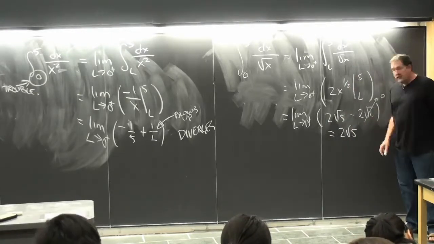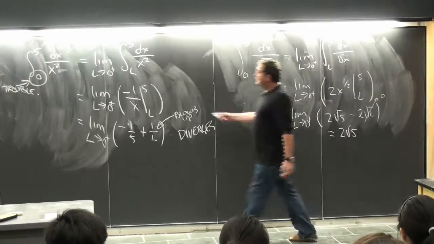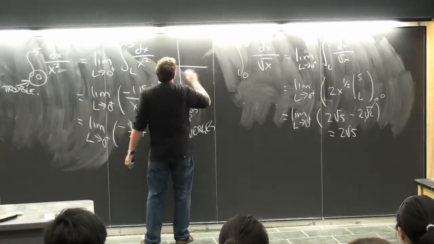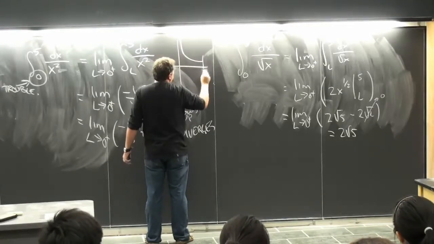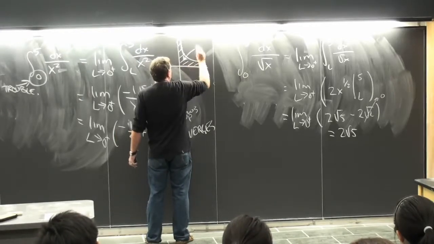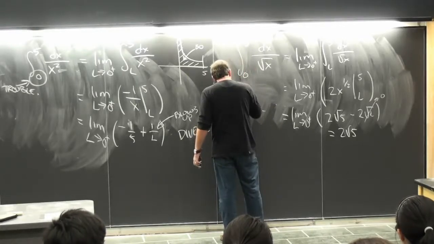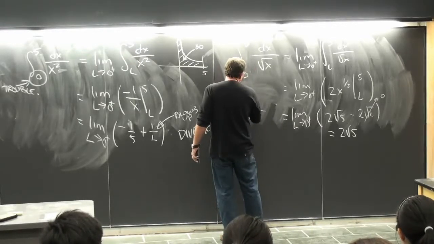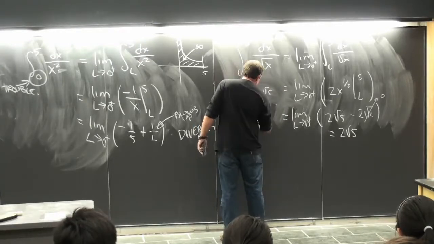So this guy converges to 2 square root 5. This is saying, in this picture, this area is infinite. But for this picture, which looks almost the same, it hugs this much tighter. And this area is 2 square root 5.